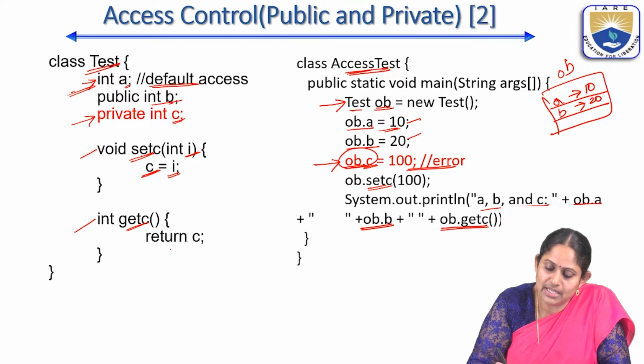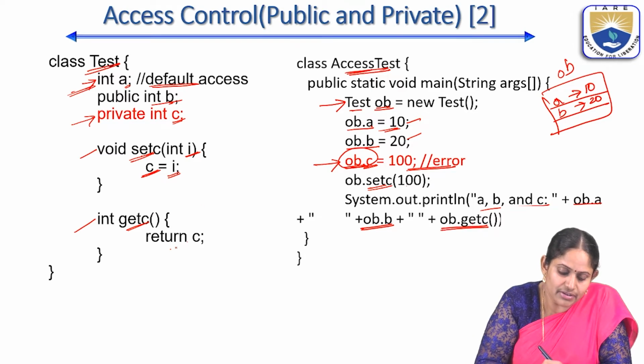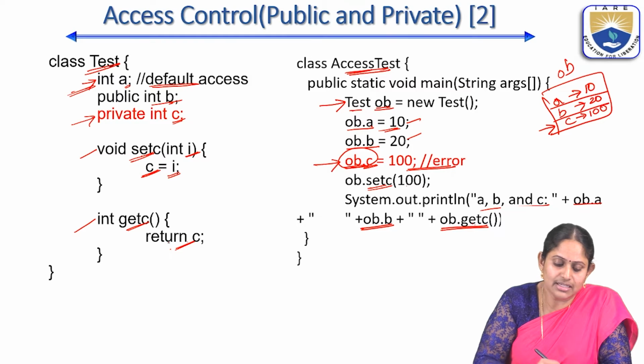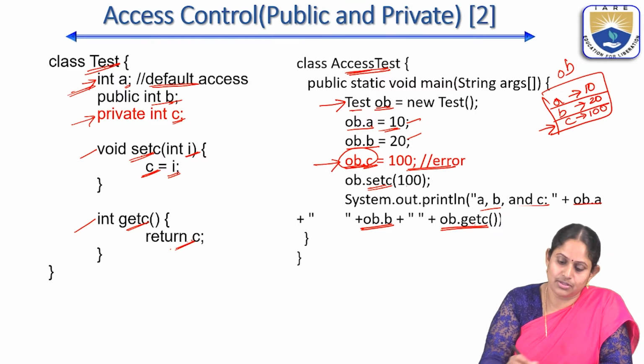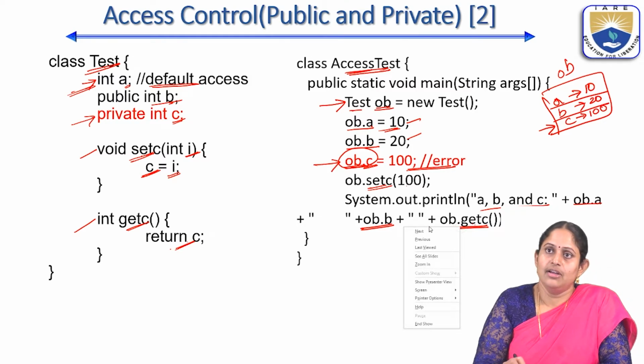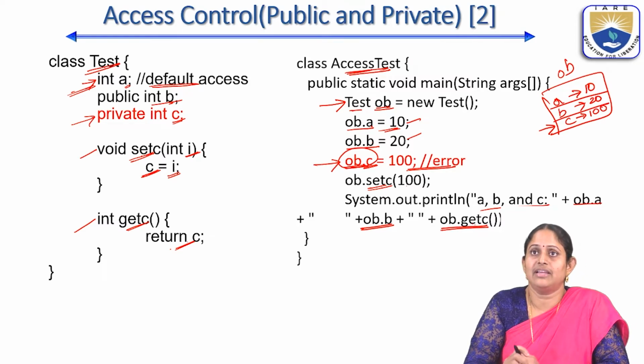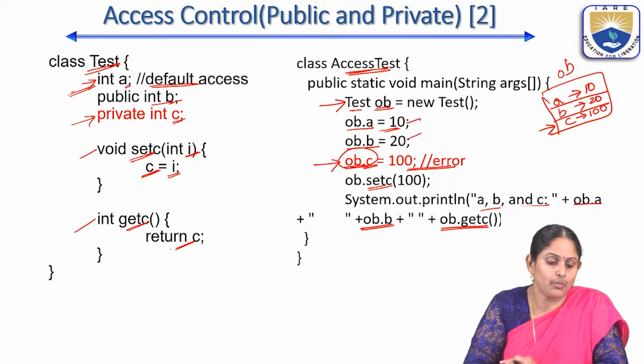And ob.getC. So getC means it will return the value of C. So C was set to 100 by using the setC method. So when you call the getC method, it will retrieve the content. So what happens when you call getC on ob, it will take this value and return a copy of it to the called function.